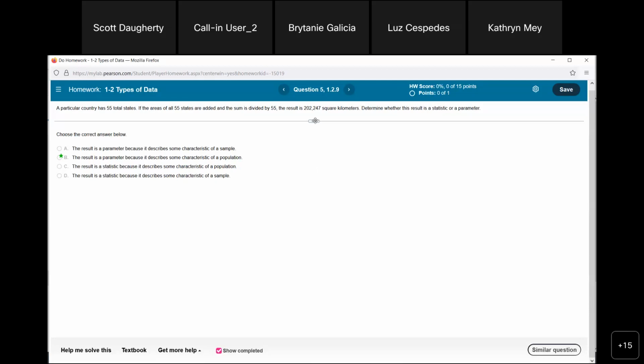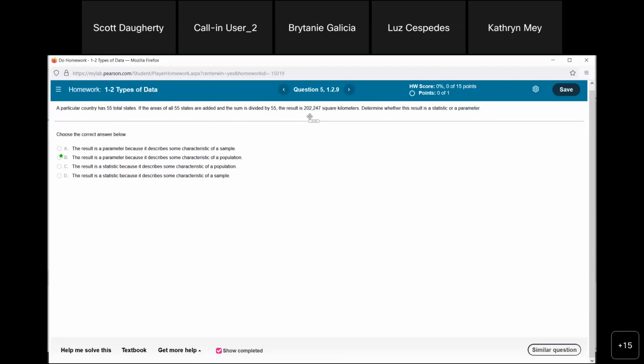And they want to know what this number is. Is this number a statistic or is it a parameter? So the question is, is this number coming from the entire population, or is it coming from a sample? Well, it's coming from 55 states, and those 55 states are the entire country. So this is actually the entire population, right? It's the whole country. So this is an example of a parameter.